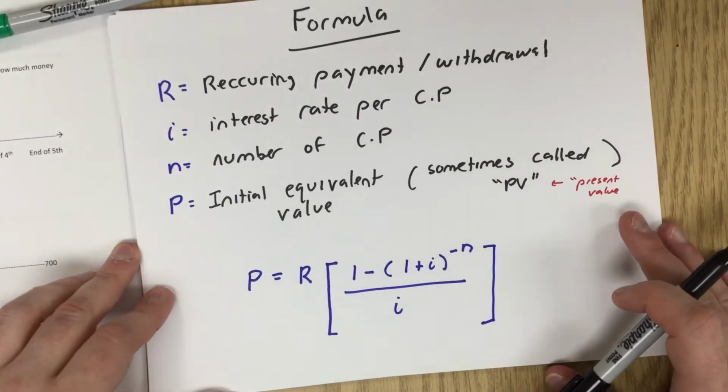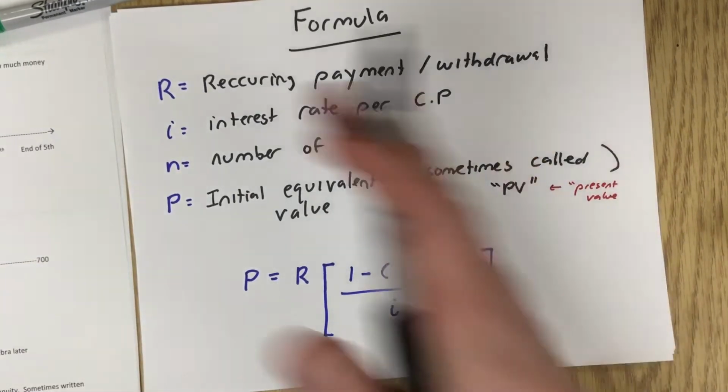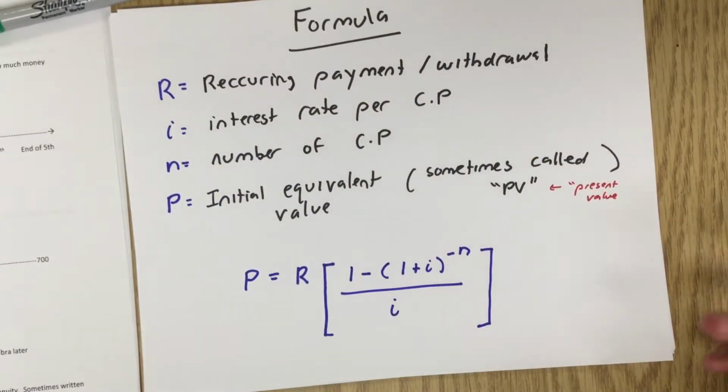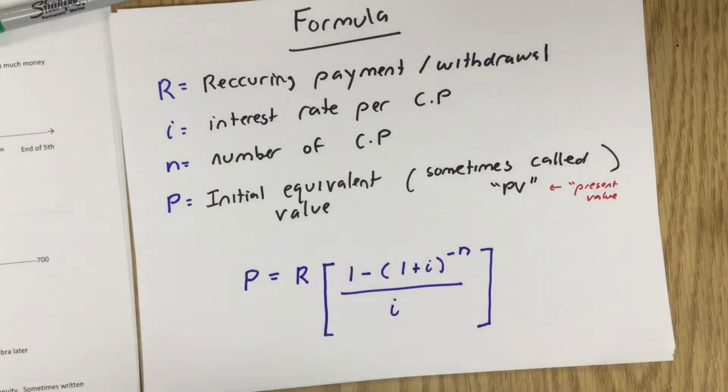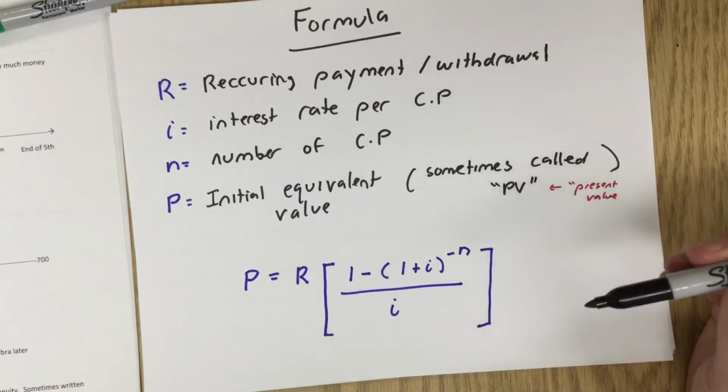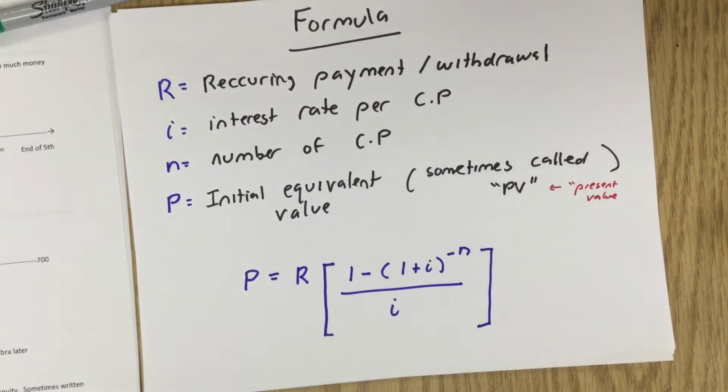So the formula, we're going to jump right to it this time. We're going to use the same letters, and R is the regular payment or recurring amount, or how much you're withdrawing each time. I is the interest rate per compounding period, N is the number of compounding periods, and P is the present value or the initial equivalent value. Most textbooks in fact write it as PV, which stands for present value. As usual, I have a problem with using 2-letter variables, so I'm going to stick with P, but you could do whatever makes you happy. And this is going to be our formula. So let's now actually apply it to the previous problem.